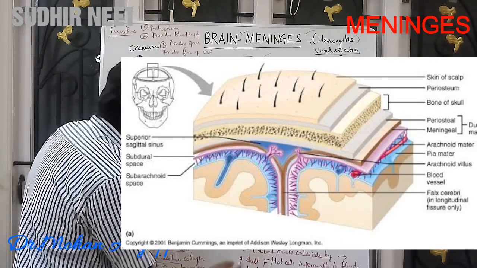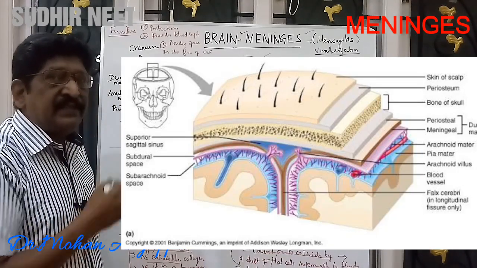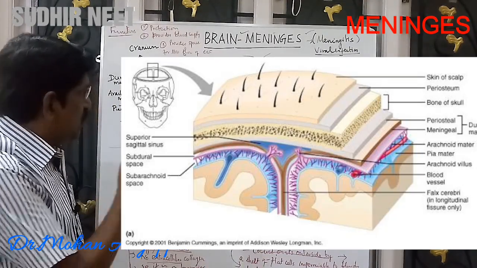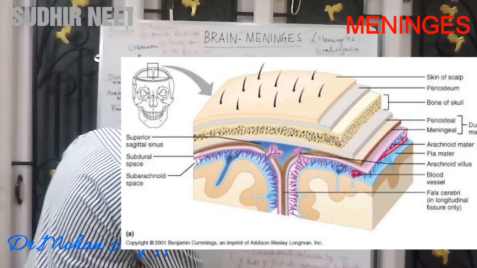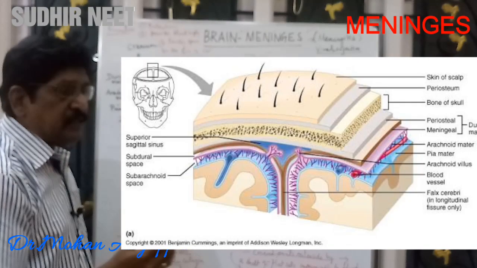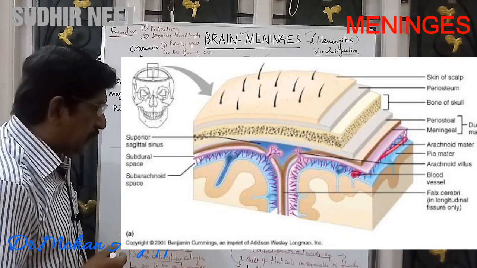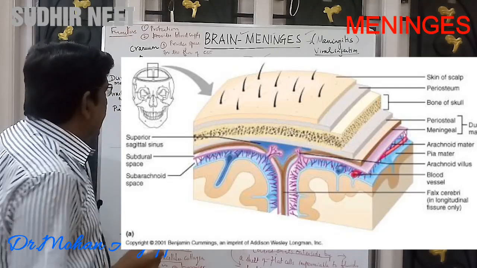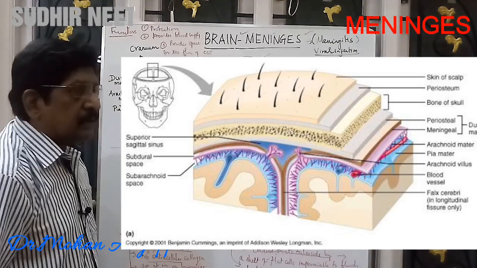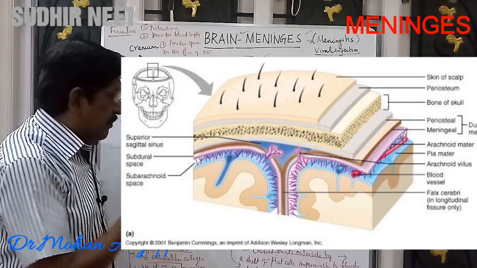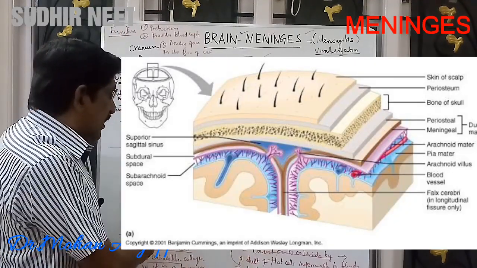Very important, this PIAMATER is highly vascular. More blood vessels you can see in the PIAMATER in association with the brain. So it is pierced by blood vessels to the brain and spinal cord. Actually, the capillaries of the PIAMATER nourish the brain. So this is about the DURAMATER, ARACHNOID matter and PIAMATER.